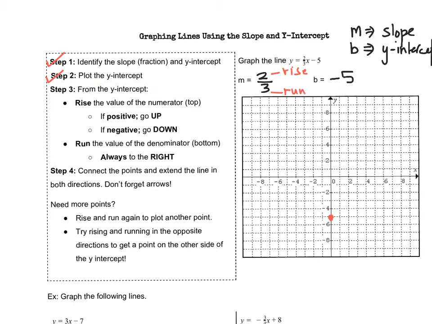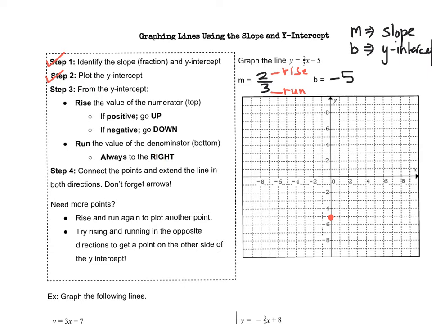So you will start from negative 5 because that's where you start, and you're going to go up. Why are we going up? Because the slope is positive. And how much are we going to go up? That is the number 2. So from here, you go 2 up. And then you have to decide what to do with the run. For the run, it's always the value in the denominator. You always go to the right. It doesn't matter whether the slope is positive or negative, you always go to the right.